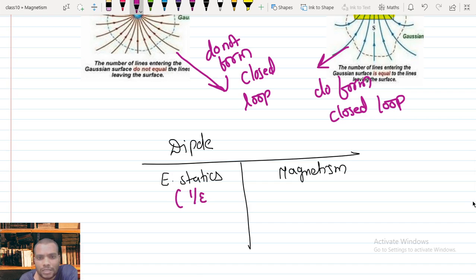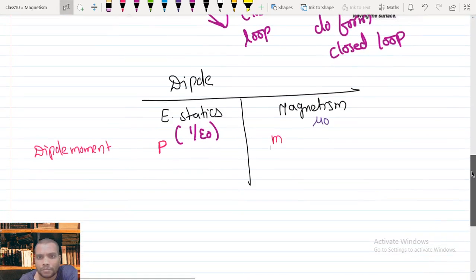As a constant we are using 1 over 4 pi epsilon naught in electrostatics. In magnetism this constant turns into mu naught. When it comes to dipole moment, in electrostatics we represent it with P, and in magnetism it is represented with the little m, lowercase m.